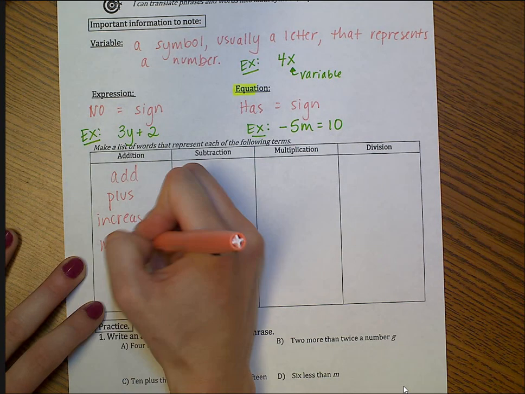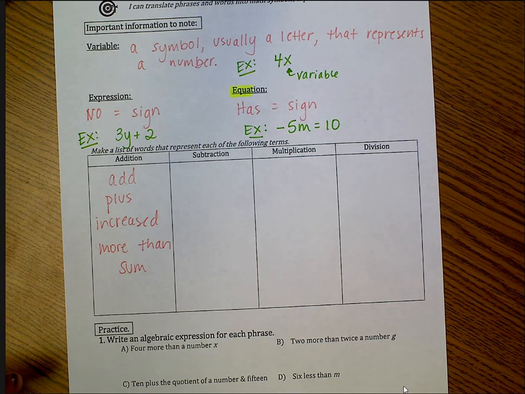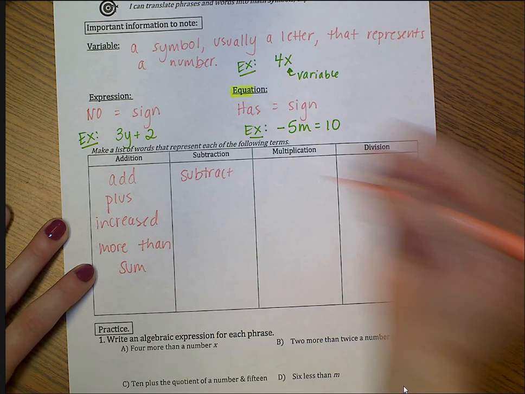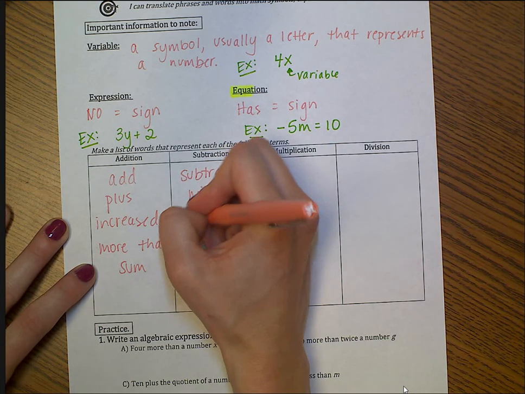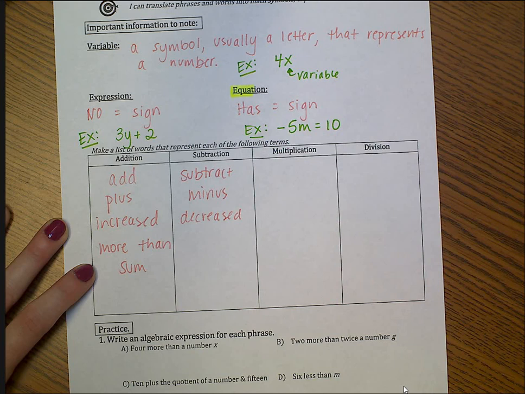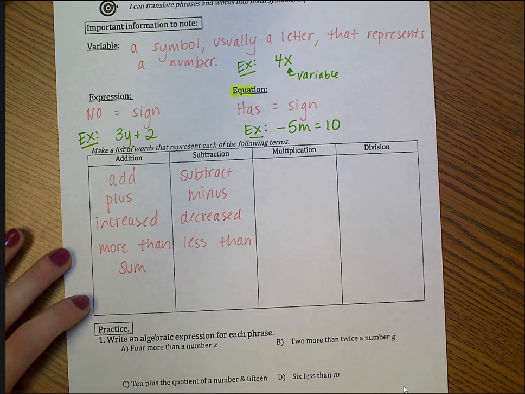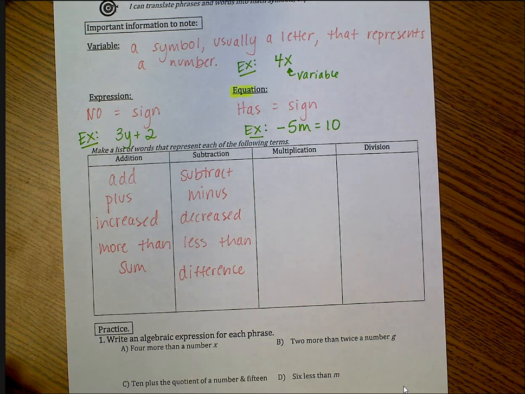You'll see more than a lot. The word sum, that's a big one. Okay, I'm going to stop there and move to subtraction. So there we could say subtract, minus, decreased. You could see less than, and you will see that one a lot, and difference. There are more terms, but I'm going to stop there just for the sake of time. These are like the most popular ones.